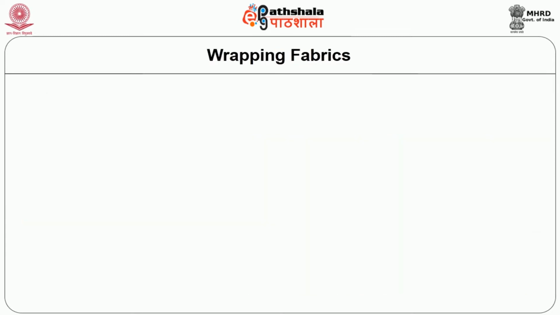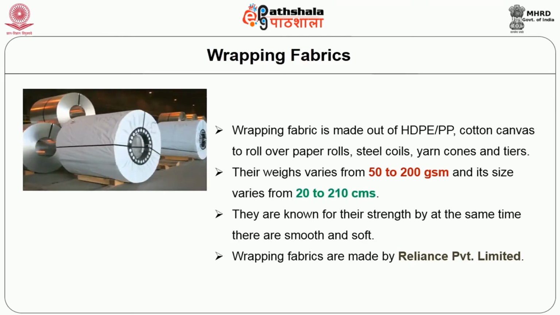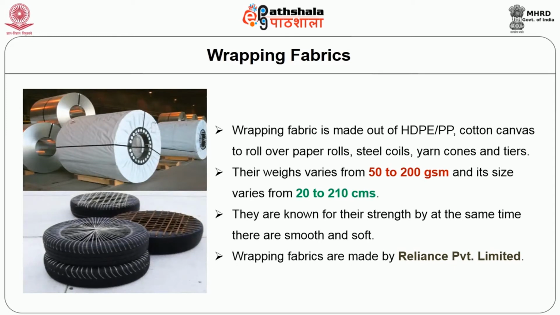The next aspect we will be seeing is wrapping fabrics. Wrapping fabrics are made out of HDPE, PE, PP, cotton canvas to roll over paper rolls, steel coils, yarn cones and tires. Their weight varies from 50 to 200 GSM and their size varies from 20 to 210 centimeters. They are known for their strength, at the same time their smoothness and softness. Wrapping fabrics are manufactured by Reliance Private Limited.